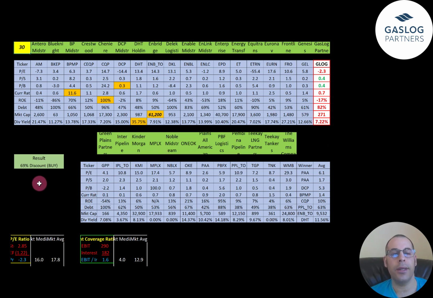So to summarize, I do have them trading at a 69% discount because their stock price has come down so much, so it does look like a good buy. Their ratios are weak and their financials are a bit spotty. Let me know what you think.